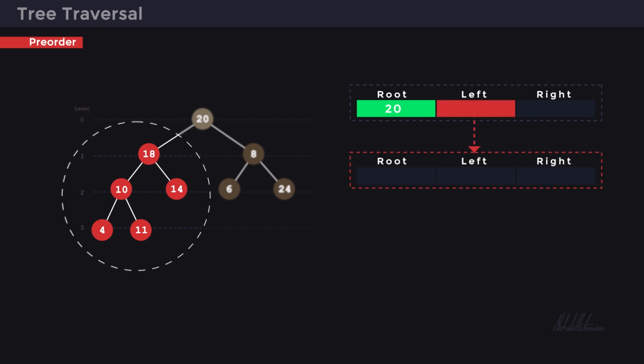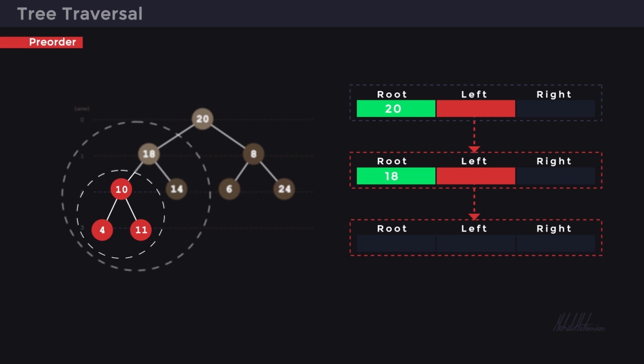So we start the process again for that subtree. The root of this left subtree is 18, so we add 18 to the list. Now again, we move to the left, and again we find a subtree. We repeat the process. Find the root of this subtree, which is 10, and add that to the list. This time, we have one node on the left side and one on the right side. So we add them to the left and right positions in the list.